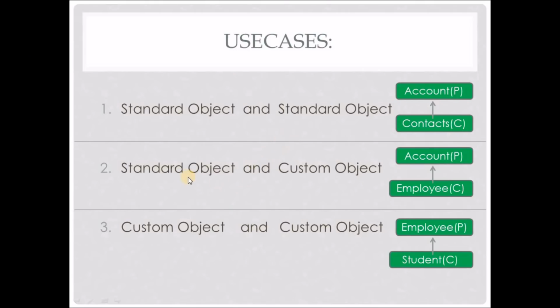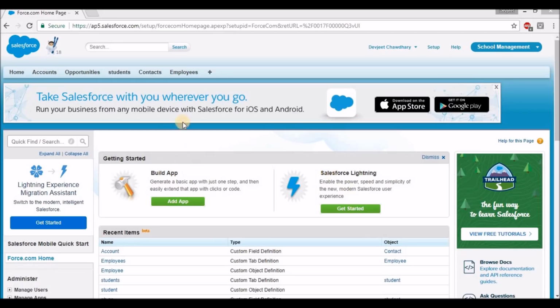Moving on to our second use case, which is creating a lookup relation between a standard object and a custom object. In case you want to learn how to create a custom object, go check out my previous video. Here account is the parent object and employee, which is a custom object, is our child object. In this use case, we are going to create a lookup on the child, which is the employee object.